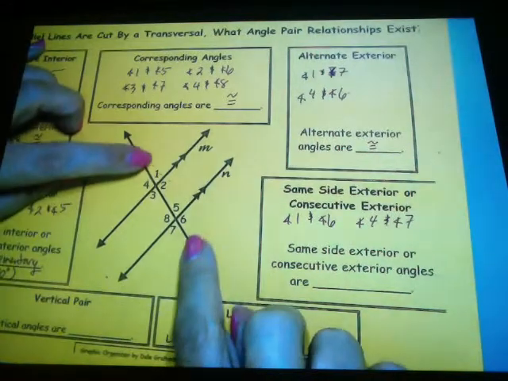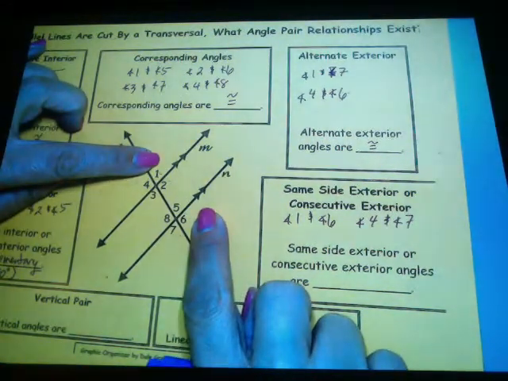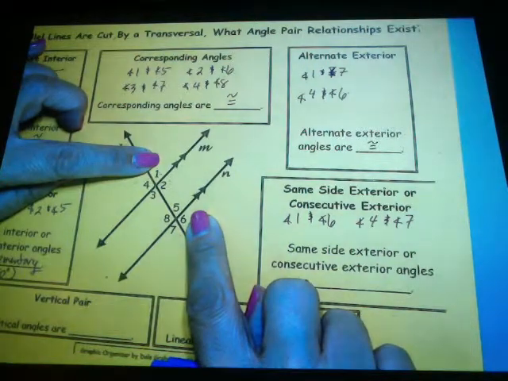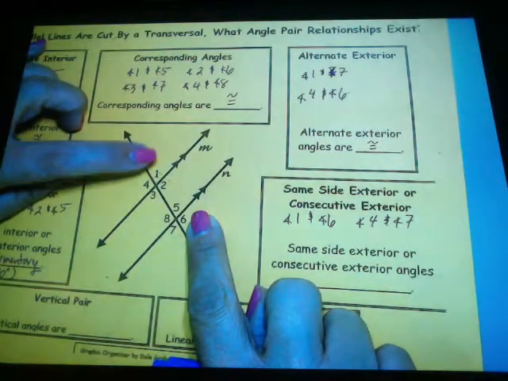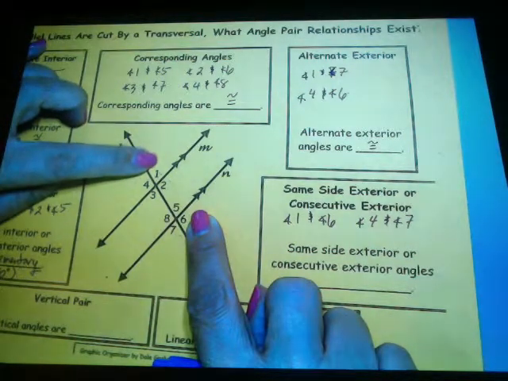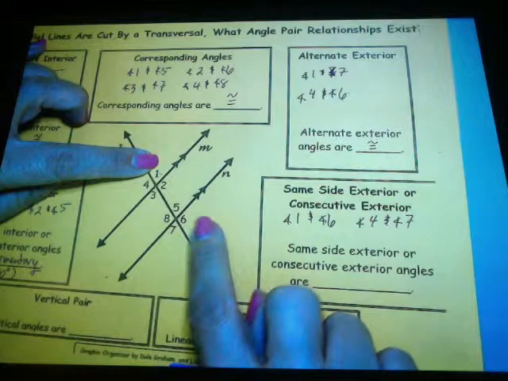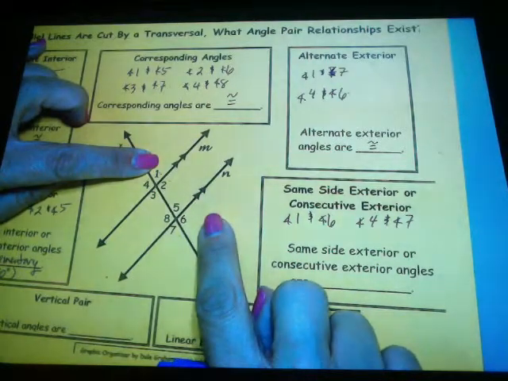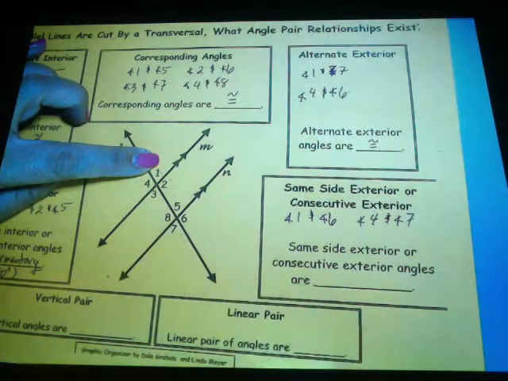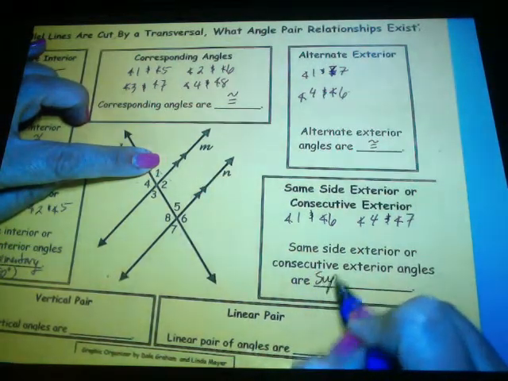Now look at 1 and 6. Are they going to be congruent or supplementary? Is this acute or obtuse? It's acute. Is this acute or obtuse? Obtuse. Can an acute and an obtuse angle be equal to each other? No. So what do you think they are? Supplementary.